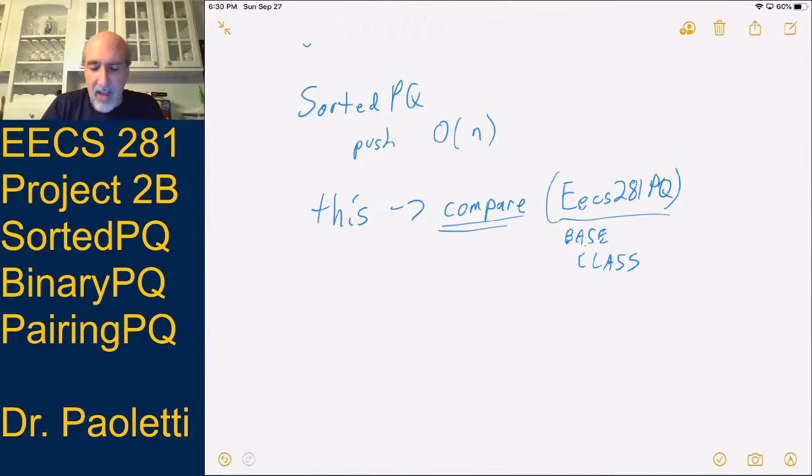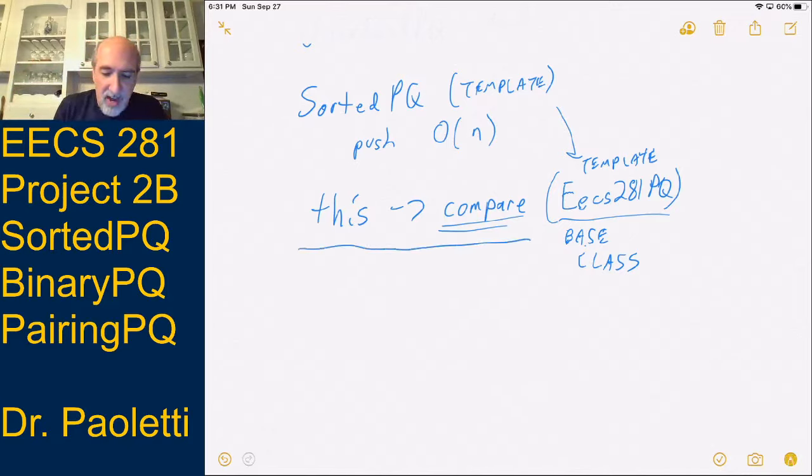The reason is that sorted PQ, which we are writing, is a templated class that inherits from something which is also a templated class. And so when we inherit from a templated class, and we are a templated class, we are in what's called, you don't need to know this for the exam or anything, a dependent context. And when you are in a dependent context, you can't just say compare to get to the thing in the base class. You've got to say this arrow compare to get to the thing in the base class.